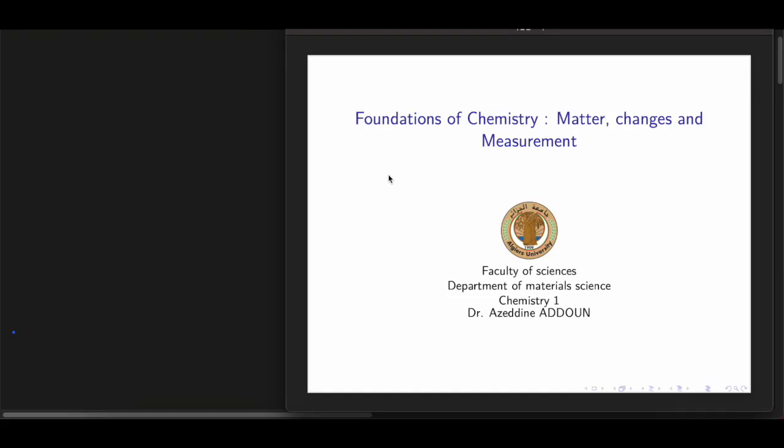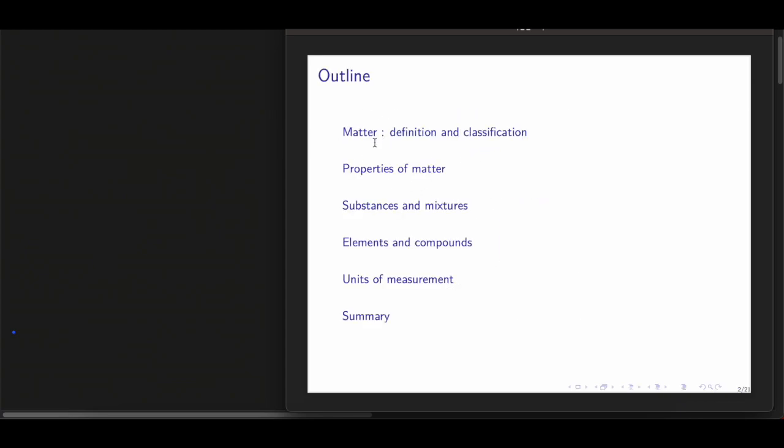In this lesson, we are going to talk about foundations of chemistry. So we start with the outline. First, we'll talk about definition and classification of matter. After that, we'll talk about properties of matter, substances and mixtures, and we'll learn about elements and compounds, and we'll finish with the types of units of measurement that we generally use in chemistry.